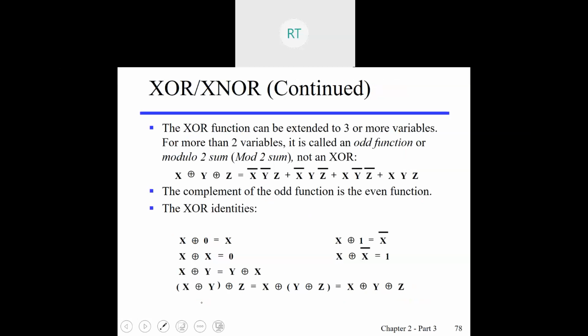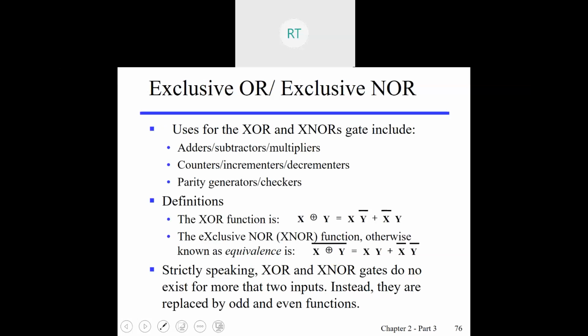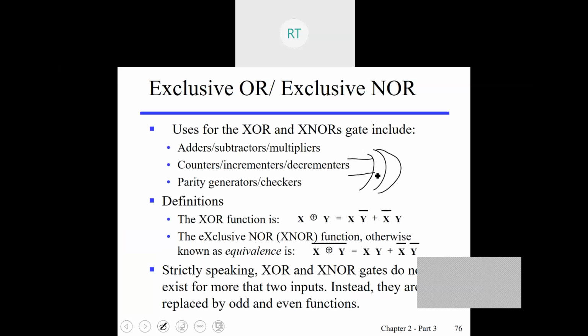How do we draw XOR? Notice please, it is an OR gate, exactly the same, but it has a double line here. So this is XOR gate. It looks like an OR, but we add a line before it, it will be called a XOR. How would you draw an XNOR? You put a bubble on it. Okay?